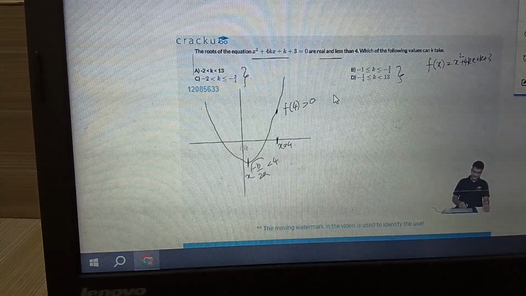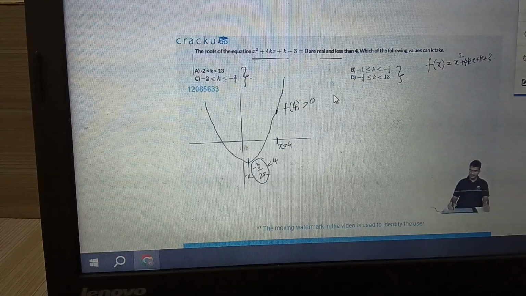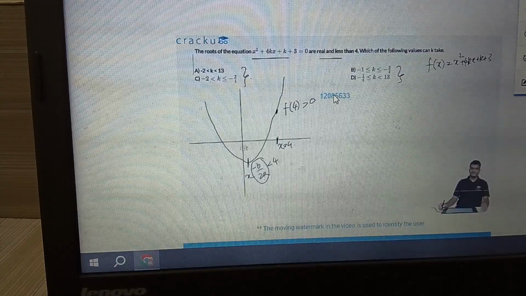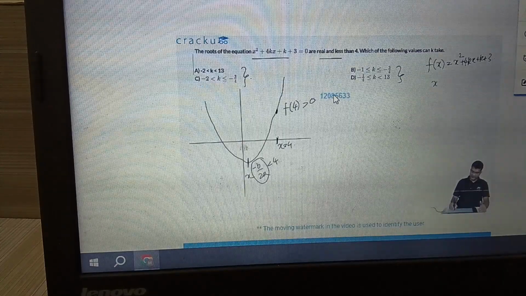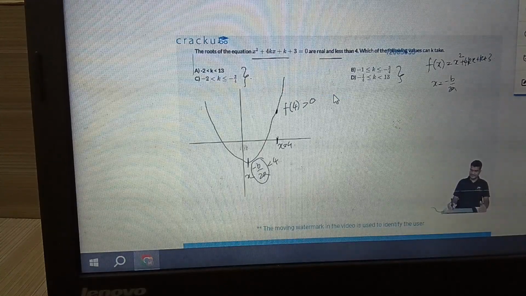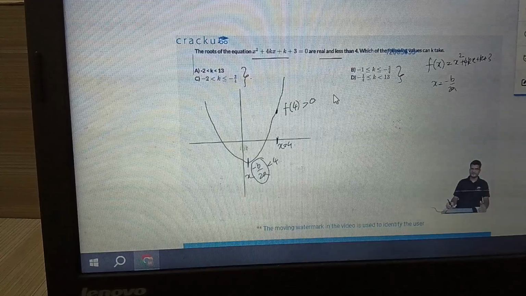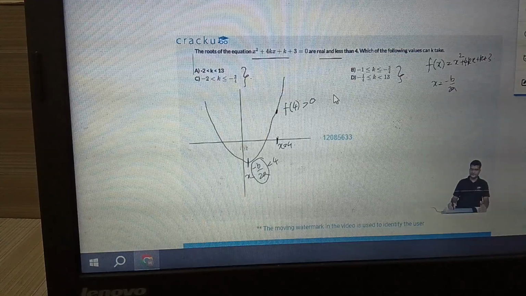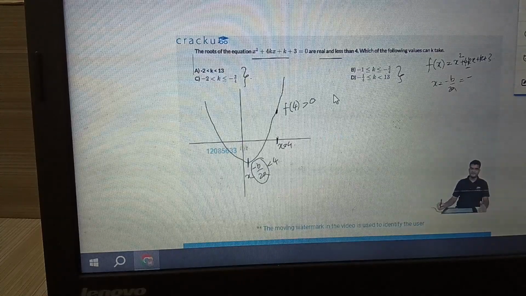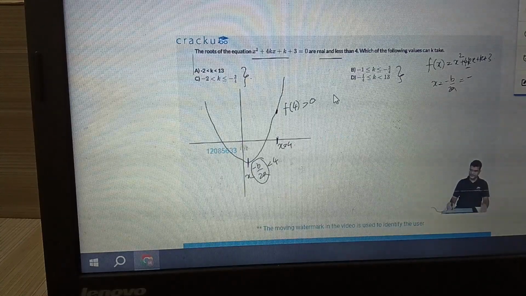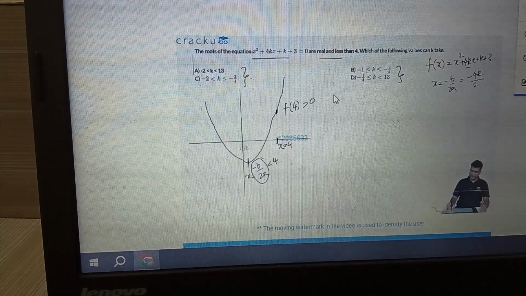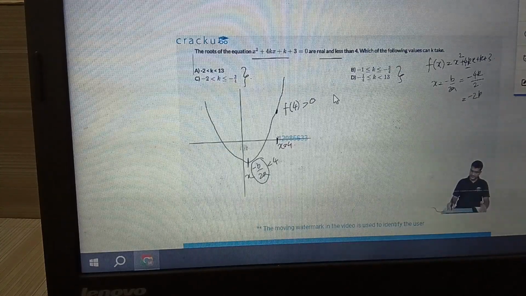What is the significance of this minus b by 2a? When you are having a function x square plus 4kx plus k plus 3, it will attain its minimum when x is equal to minus b by 2a, where b is the coefficient of x and a is the coefficient of x square. In this particular case, what is the value of minus b by 2a? This will be equal to minus of b, which is 4k, the coefficient of x, divided by 2a, which is 2. So this is equal to minus 2k.